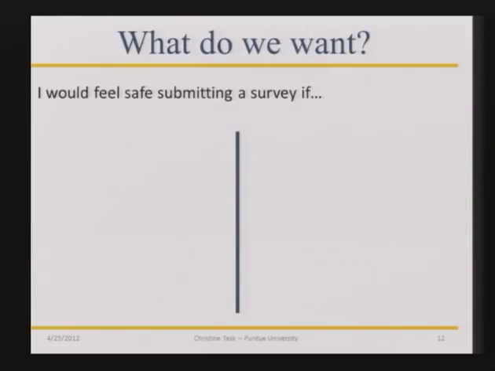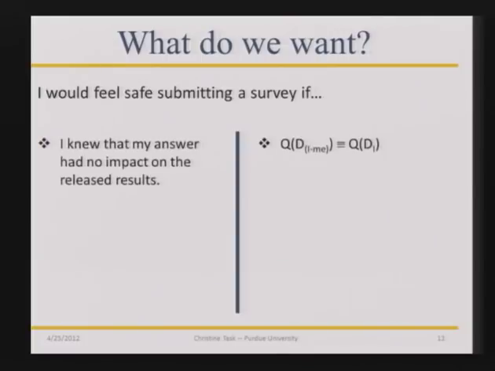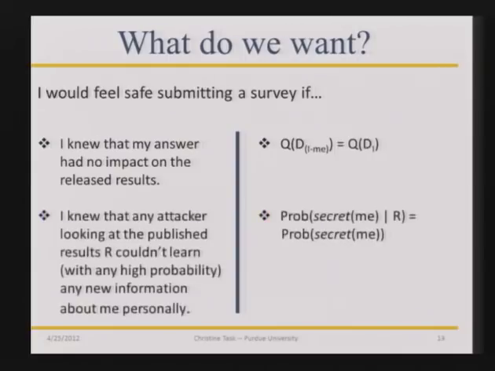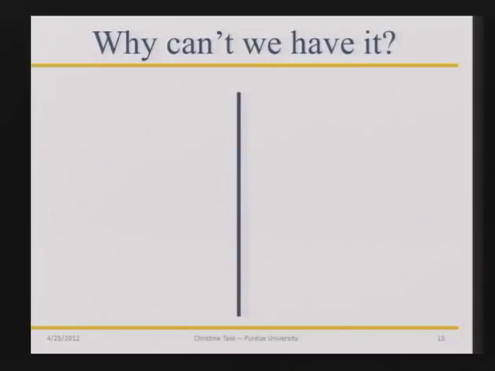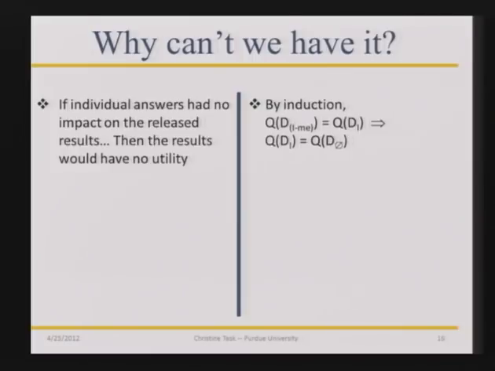What would make you feel safe handing in your survey? Would you feel safe if you knew that your answer would have no impact on the results? Probably, right? Would you feel safe if you knew that any attacker looking at the published results couldn't learn any new information about you personally? Maybe you would have some effect, but the attacker wouldn't be able to tell that. Why can't we get those? And I don't mean in differential privacy, I mean in general. First off, if an individual had no impact on the released results, the results would have no utility. The first person would have no impact, the second person would have no impact. The result you ended up with is the one you started with. Okay, we can't do that.